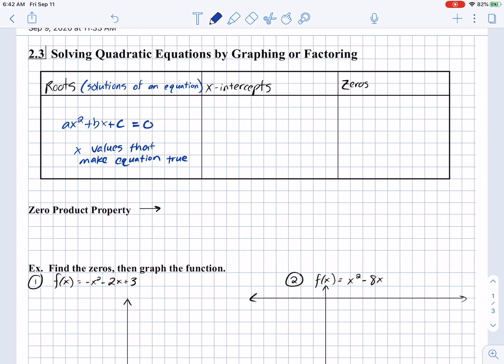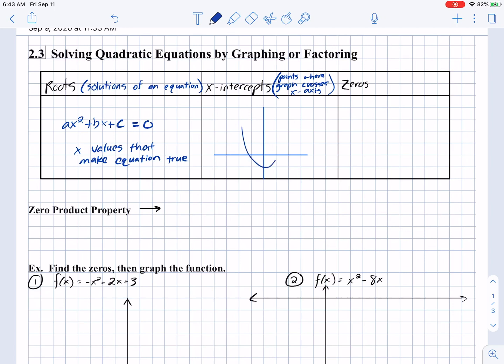Okay, x-intercepts we've talked a lot about before. It's just the points where the graph crosses the x-axis. We can put that up here. Points where the graph crosses the x-axis. So we talked a lot about the y-intercepts back in 2.2, graphing in standard form.